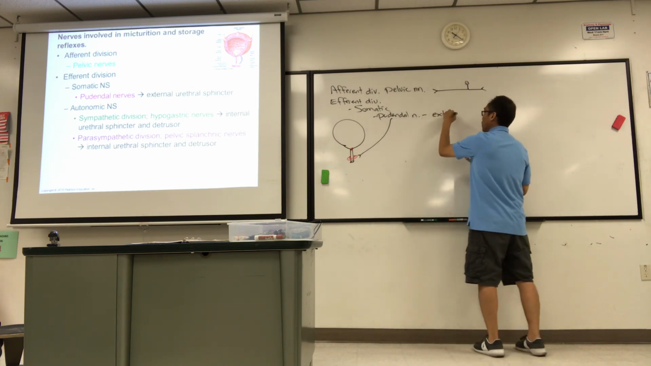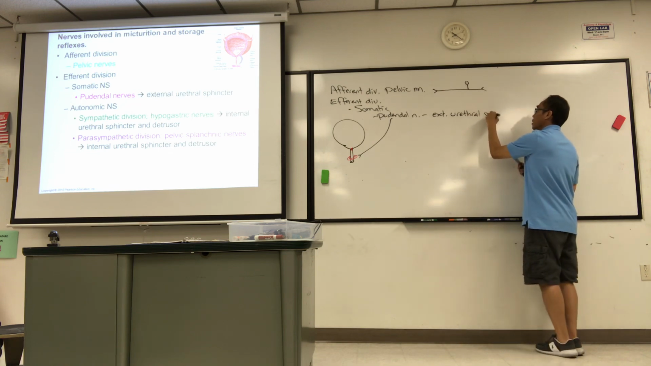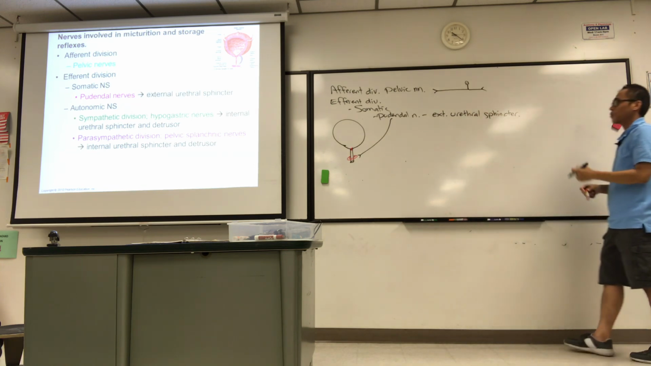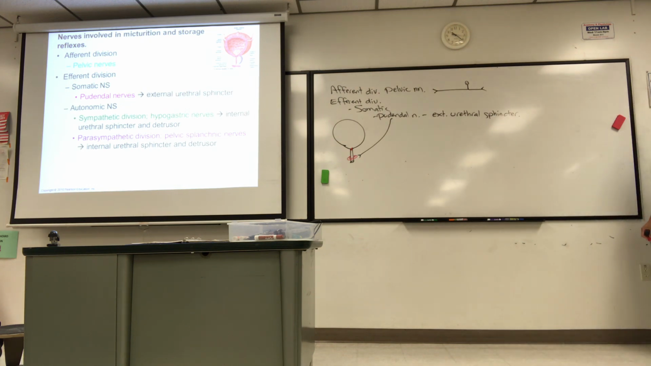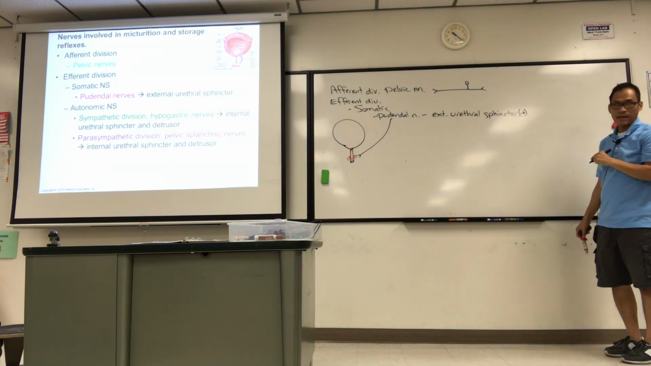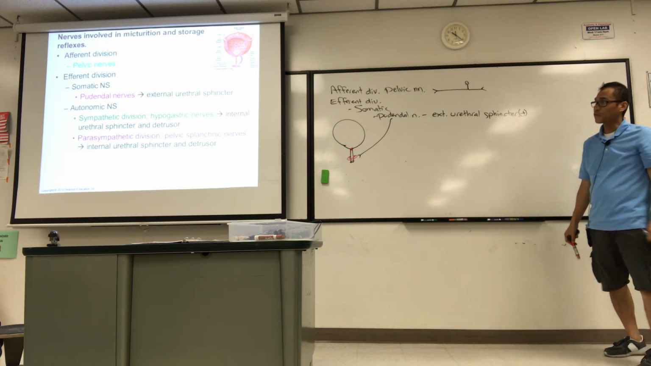The external urethral sphincter. Now, sphincters are circular muscles, and they kind of pucker when they contract. It'll close off the urethra. So when you stimulate, plus sign, stimulate, that helps you hold it in. You close the tube, you pinch it off. Okay, so that's the pudendal nerve.